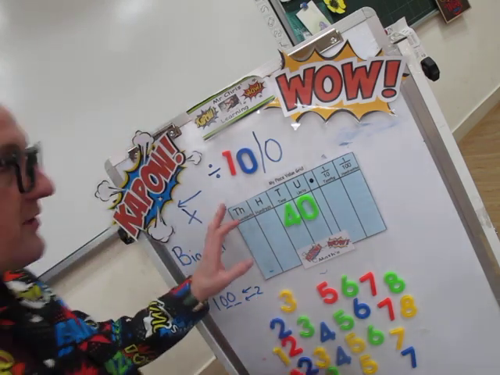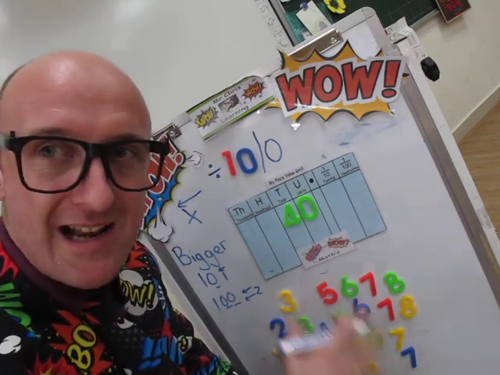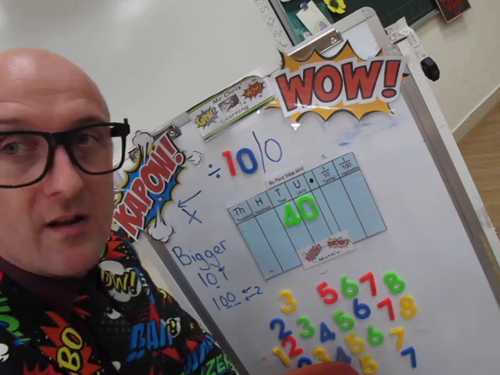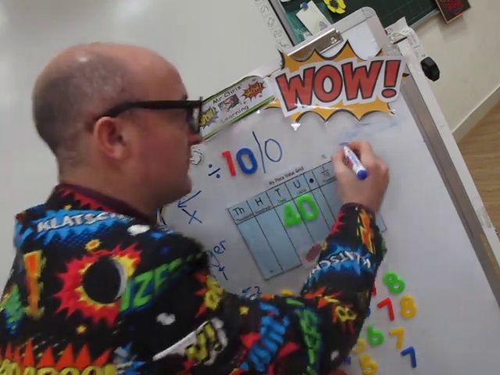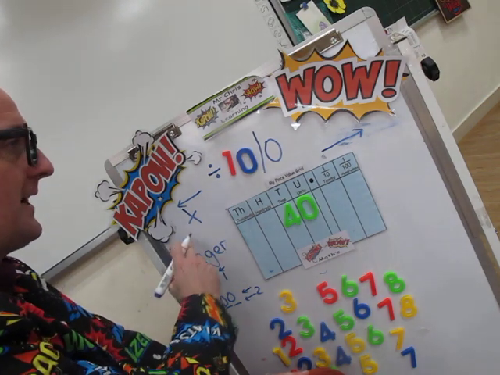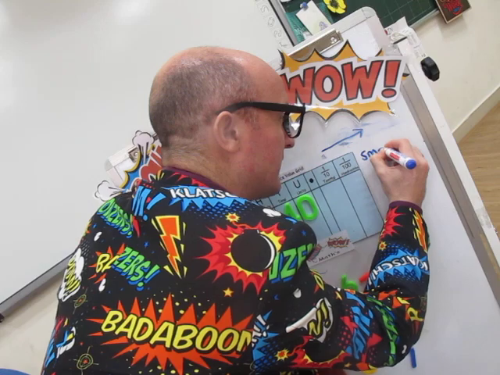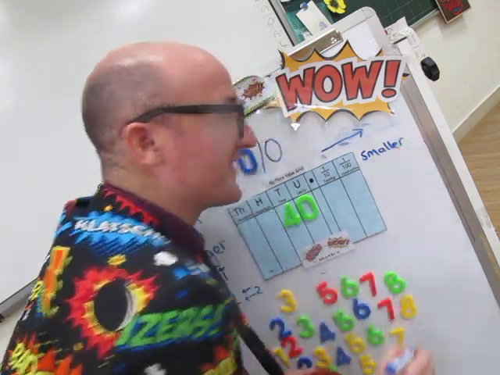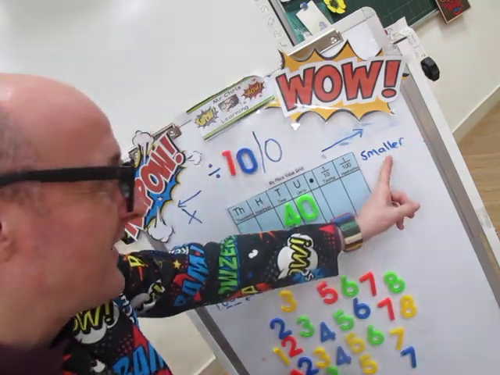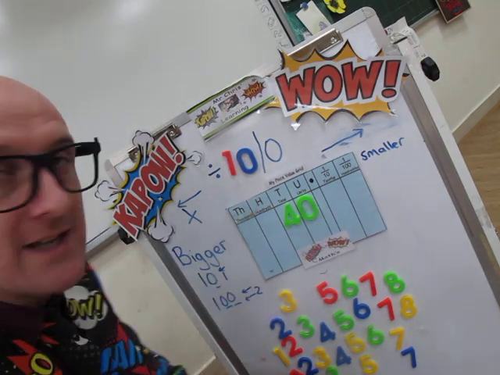But we're not timesing, so we're not going to get bigger and move to the left. So which direction are we going to move today, left or to the right? Well done. We're going to move to the right. If it doesn't get bigger, it gets smaller. Smaller, bigger. So it's going to get smaller.